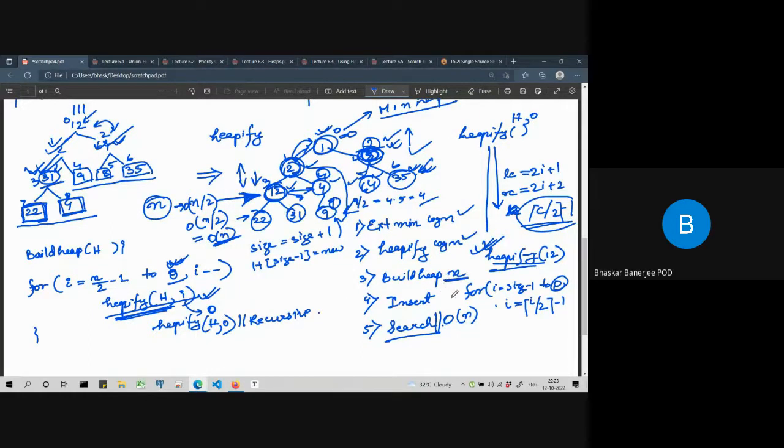Insert, how much time? You are actually traveling towards the height, right? So you insert at the last level and then you check with the parent node, then the next one, until you get a parent which is smaller or you actually reach the top. In the worst case, you can reach the top, right? So again, how much time does it take? Order of h, the order of height. And we discussed that order of height is nothing but order of log n. So insert is log n, heapify is log n, extract min is log n, build heap is order n, search is order n. Okay, so these are all the operations of heap.